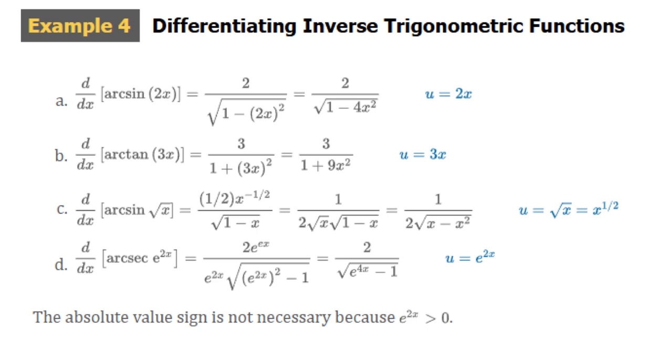Part B, we have the derivative of arctangent 3x. Look at the formula for derivative of arctangent. You'll see a u value here. That goes here. It's also quantity squared. Derivative of 3x is 3. 3x times itself is 9x squared, for a final derivative of 3 over 1 plus 9x squared.